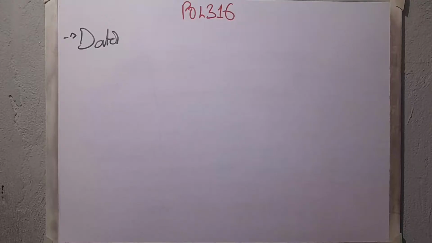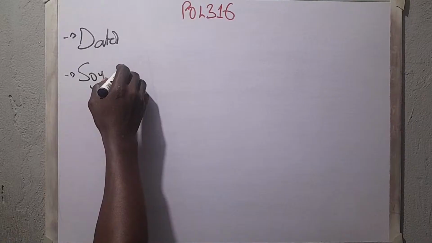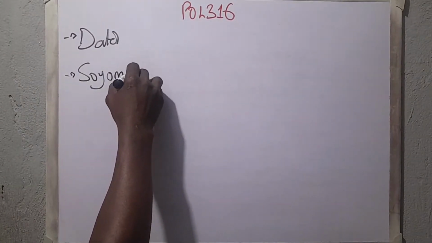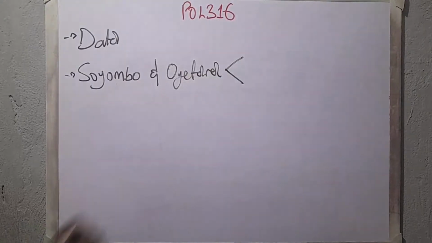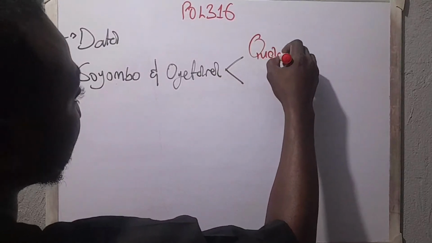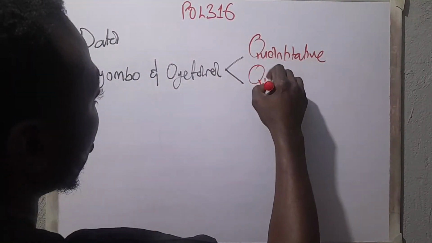Now, let's take note of this, please. According to Suyumbo and Oyefara in 2007, Suyumbo and Oyefara are of the opinion that social research has two main types of data, which are quantitative and qualitative.